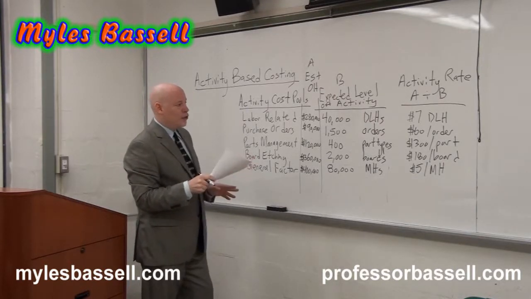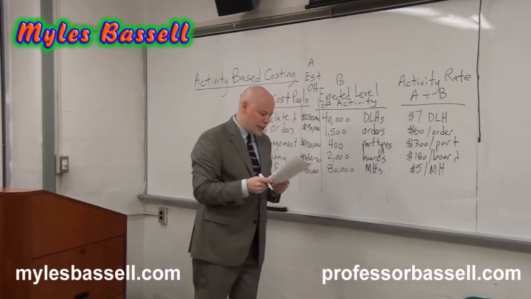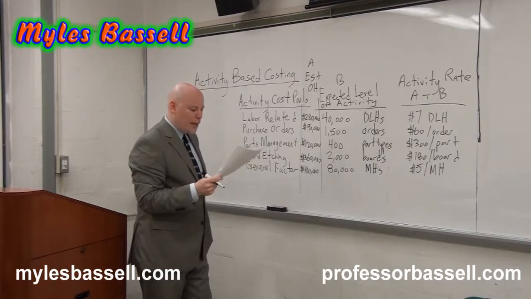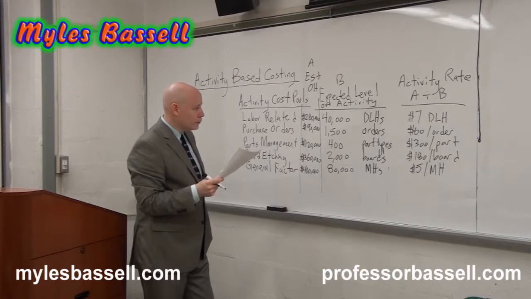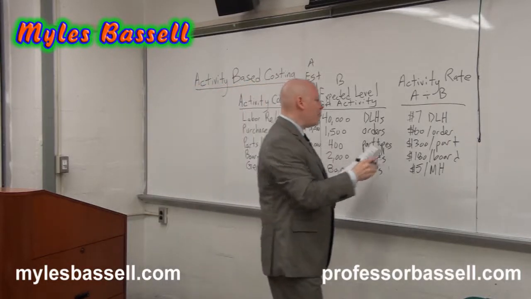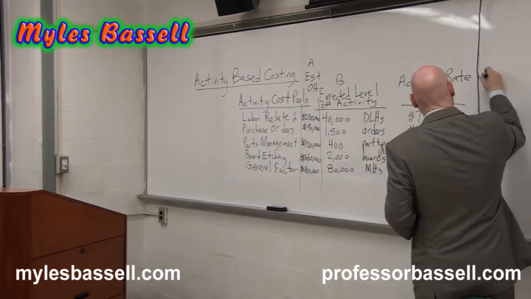So what we've calculated just now is the activity rate. Now what we want to do is compute the manufacturing overhead cost that we're going to apply to production. So now that we have the activity rate, what we want to do is look at the actual level of activity.